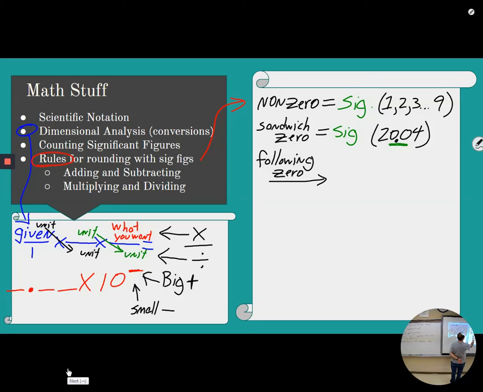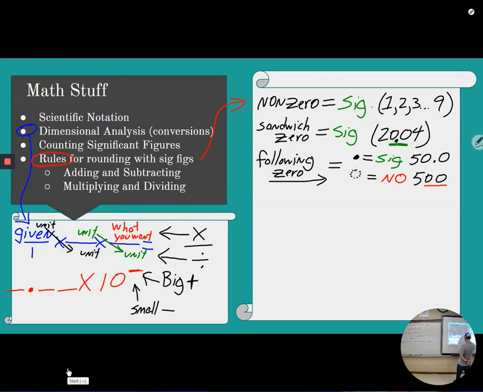Okay, these are zeros that are to the right of your non-zeros. Are they significant or not? If there's a decimal present, they are. So if there's a decimal, then we say they are significant. If there is not a decimal, we say that they are not. For example, if I've got the number 500, those 2 zeros right there are not significant.